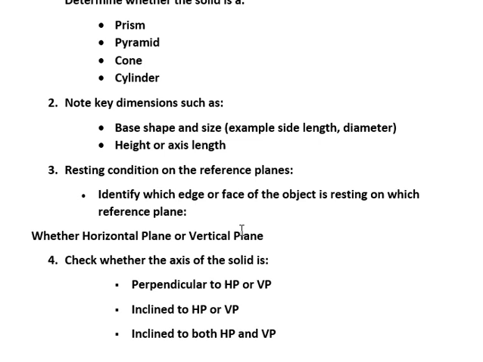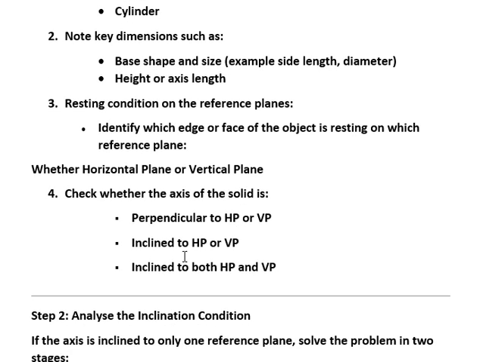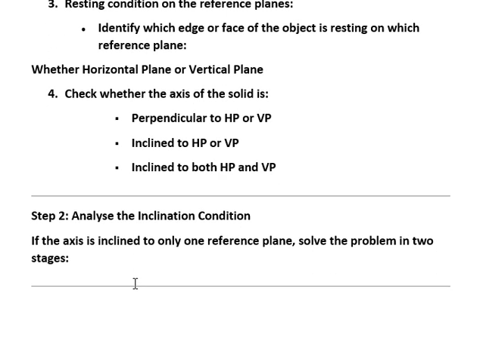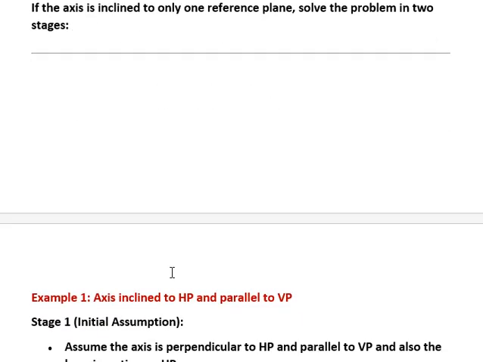There is a question here, say for example, if the axis is inclined to only one reference plane, we have to follow the two-stage method. Two stages for getting answers. If the axis of the solid is inclined to both the reference planes, we have to go for three steps. There are three stages for getting answers.